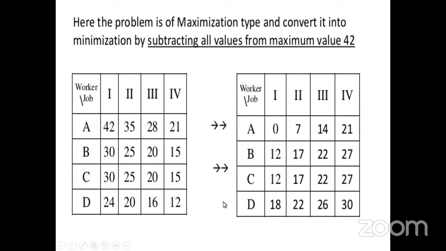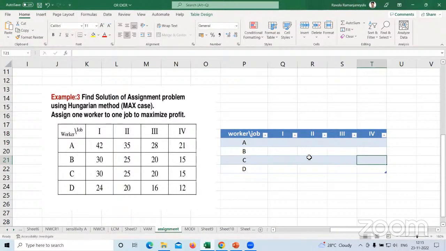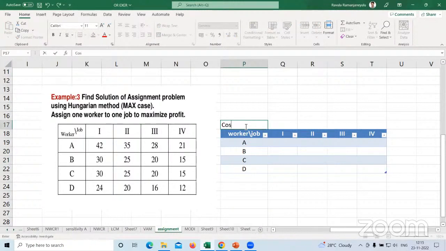But when we are not getting the solution, what we need to do? We need to go through the Hungarian method. Yeah, in the same way, Hungarian method only. So first, we need to convert into the cost matrix.